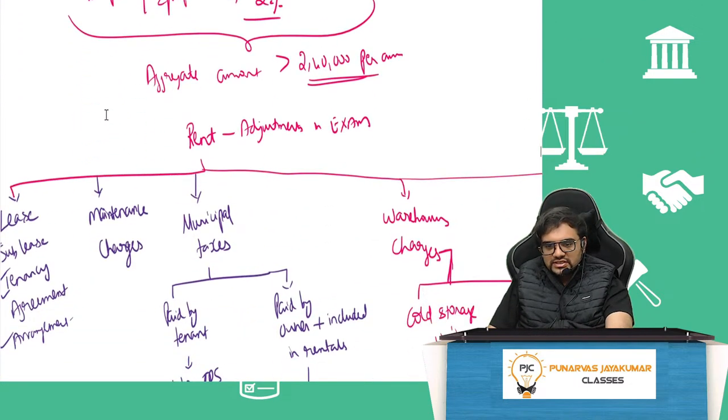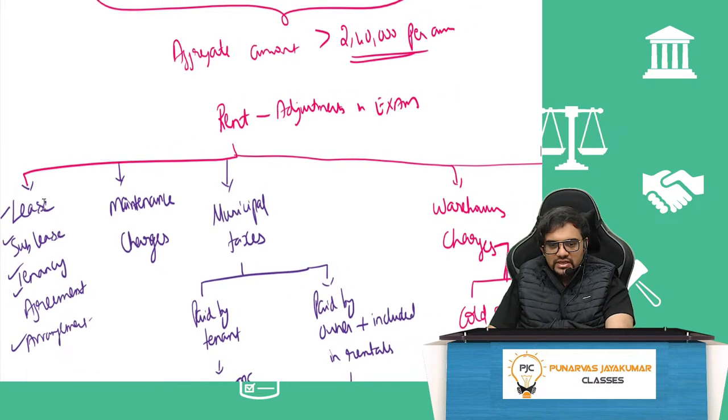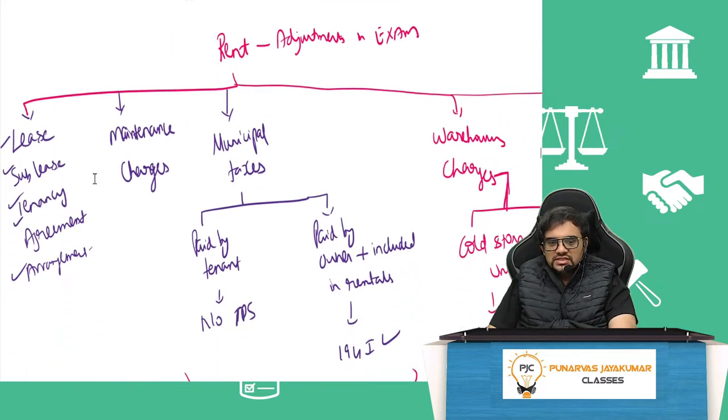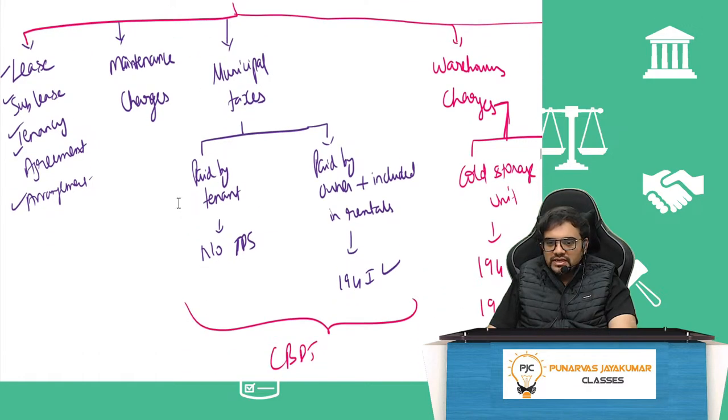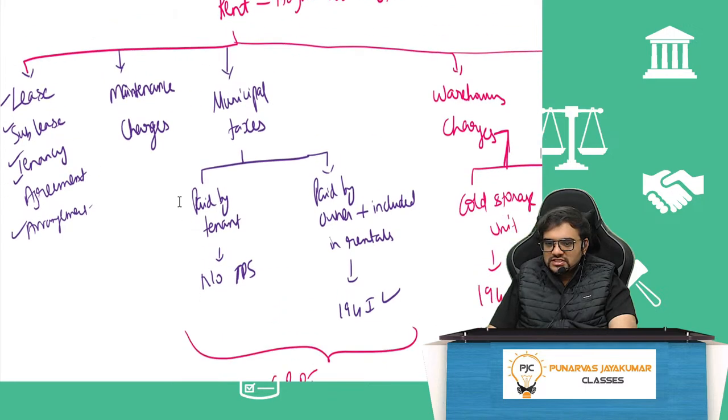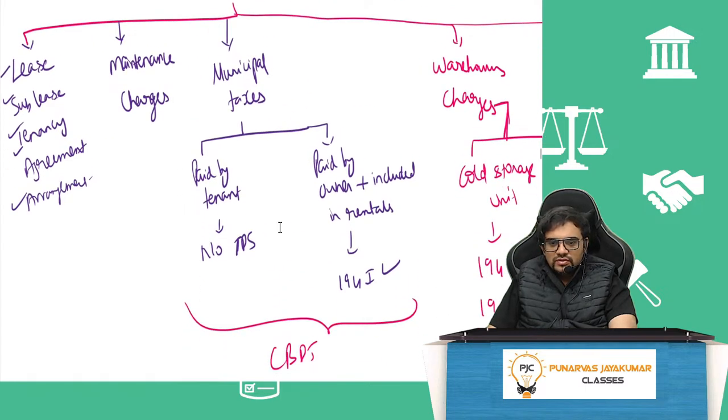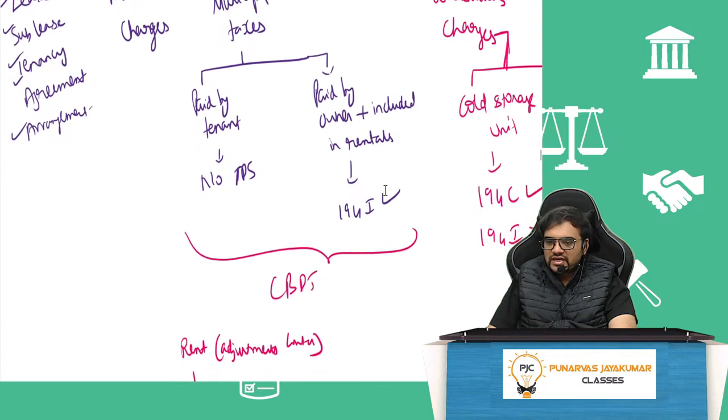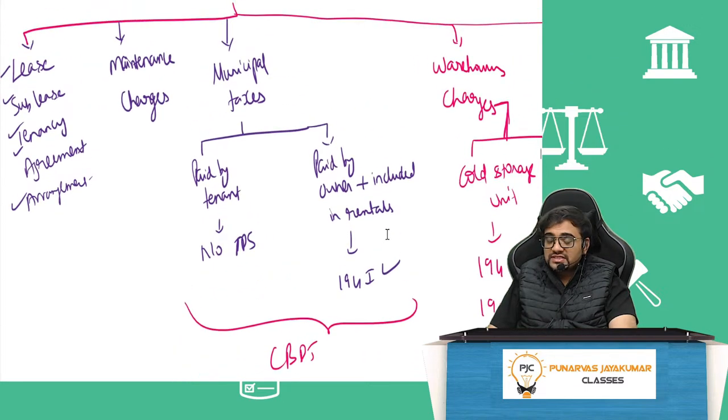Rent. What are the adjustments in the exam? Rent can be lease, sublease, tenancy, agreement, arrangement, everything. Rent can include maintenance charges. It can include municipal taxes. Municipal taxes paid by tenant, no TDS. Municipal taxes paid by owner or included in the rentals, 194I will come, because it's part of the rent. But municipal tax paid by tenant himself, no TDS.